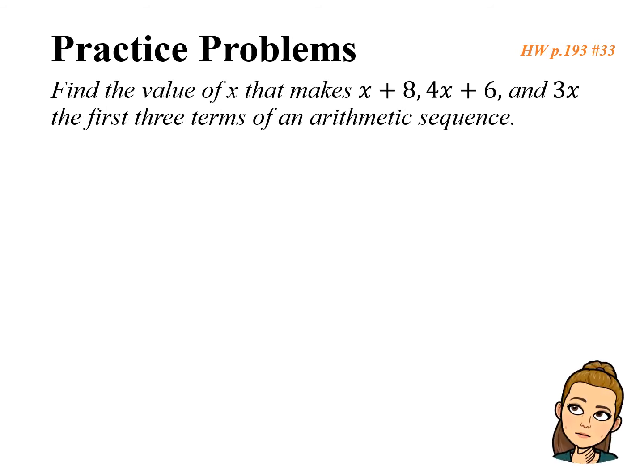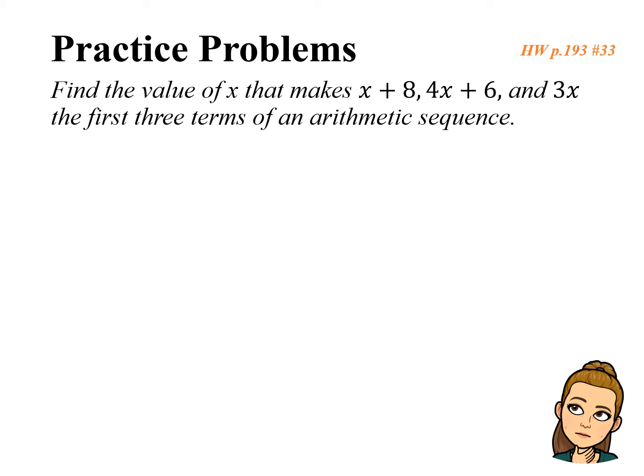One more practice problem from the homework here, and this is a problem that I found really interesting because when I first approached it, I didn't even know what I was doing. So what we're going to do here is find the value of x that makes 8 plus x, 4x plus 6, and 3x the first 3 terms of an arithmetic sequence. You do not need to write this one in your notes, but it is a homework problem, so you may find it useful to follow along here.